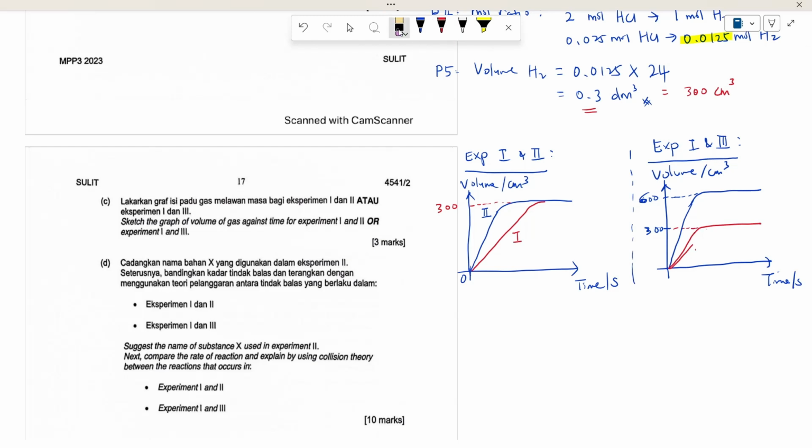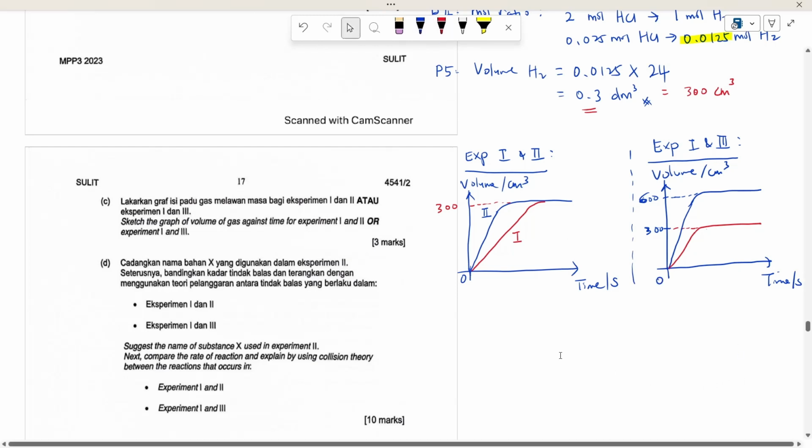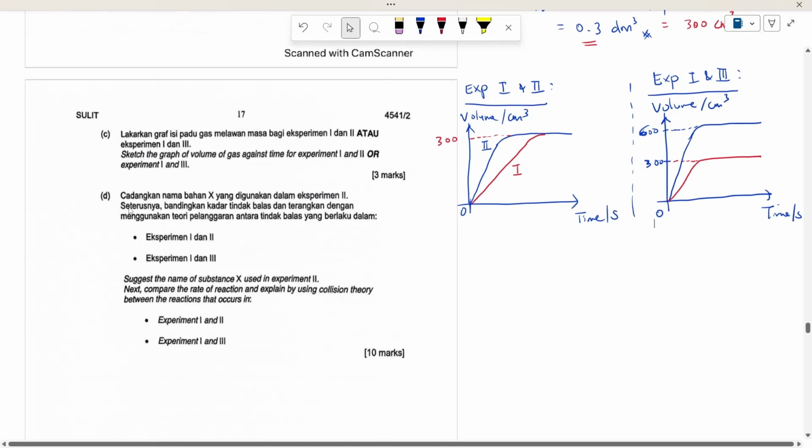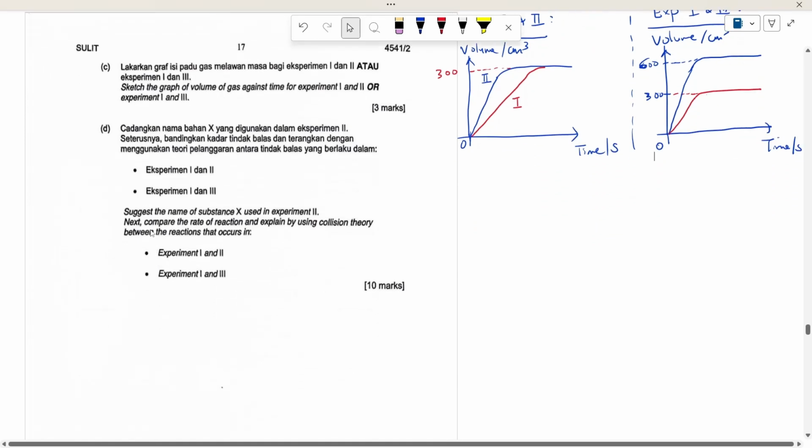So this is how we can sketch the graph correctly for set 1 and set 3. You must know why it is like this. Next, D: suggest the name of the substance X used in experiment 2. Next, compare the rate of reaction and explain by using the collision theory between reactions 1 and 2, and another one is 1 and 3. So 10 marks here.